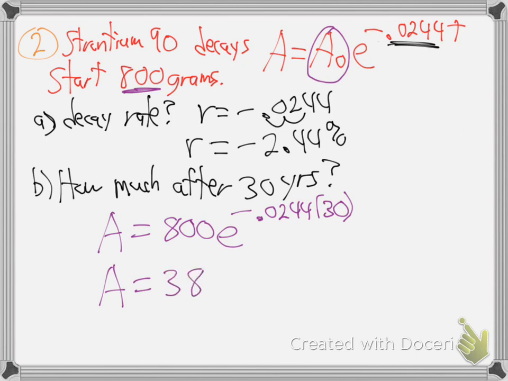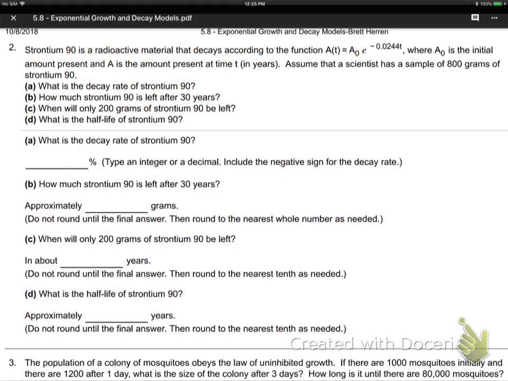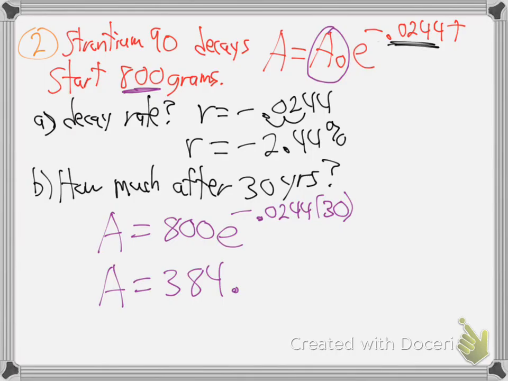I'm getting 384. I don't know how far they want me to round. It says round to a whole number. So I get 384.7. They want me to round to 385 grams. So it's gone down a lot, huh? It went from 800 grams, it's less than half of what it was. It's down under 400. It's 385 grams after 30 years. Good? Questions on that? We have a couple more questions on this one.